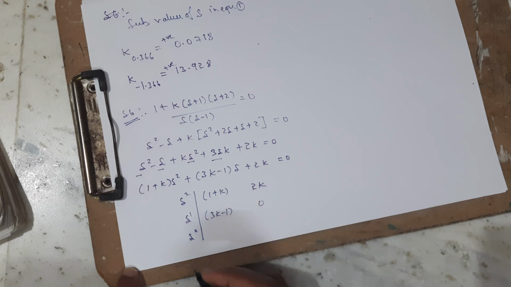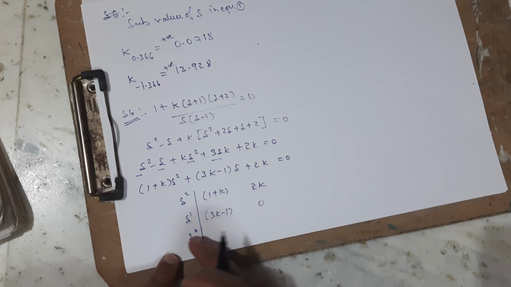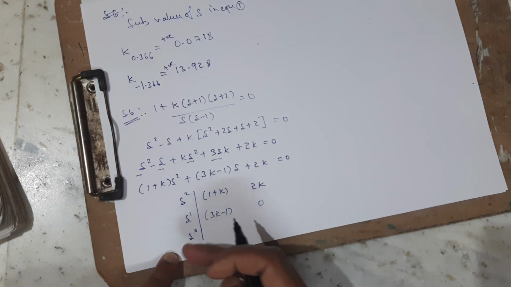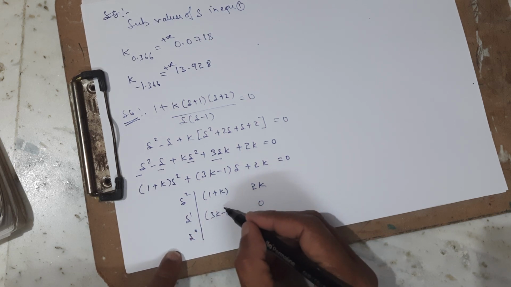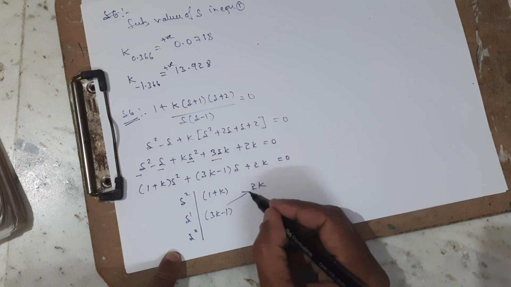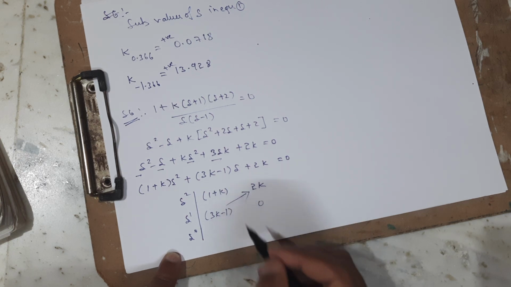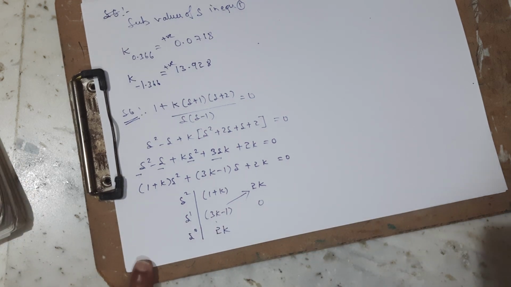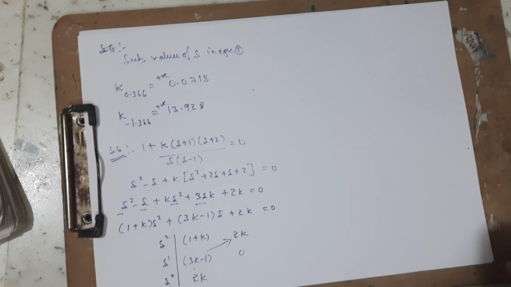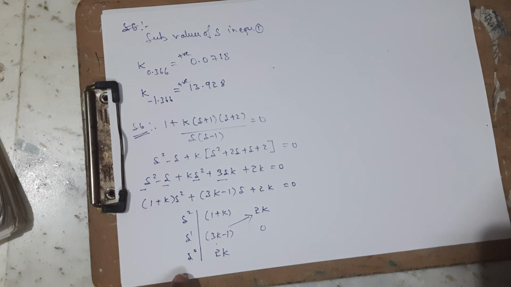Next is 0. Next I need to continue the array, that is s to the power of 0. This will be 3k minus 1 into this and minus into this, divided by this value. I am going to get 2k. This has already been done. So we are left with what? s to the power of 0 is equal to 2k.